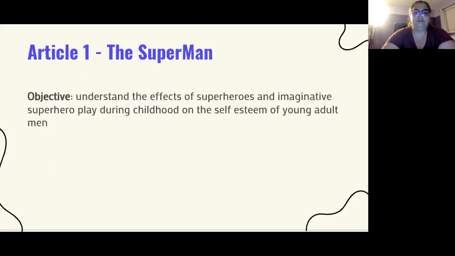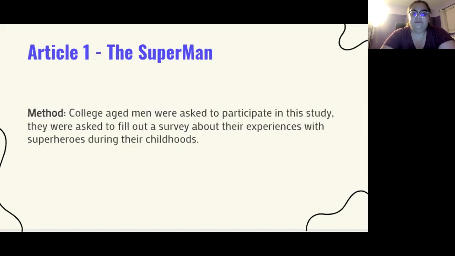The first article that I used was wanting to understand the effects of superheroes and imaginative superhero play during childhood on the self-esteem of young adult men. The method of this study was having college-age men, right out of high school, straight into college, asked to participate in this study. They were asked to fill out a survey about their experiences with superheroes during their childhoods. They were asked which superhero they favored, which ones they watched growing up, and who they played with.